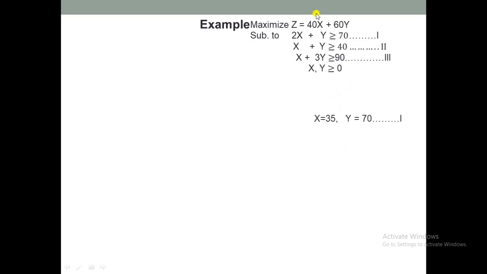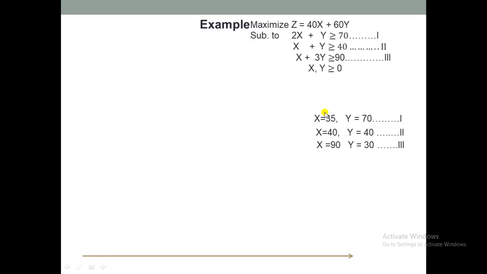Okay, so we'll convert the first constraint into an equation. This is going to be the simplest process. Equate it to 70: put x equal to 0, y will be 70; put y equal to 0, x will be 70 by 2, that is 35. Second constraint, put x plus y equal to 40, so x is 40, y is 40. Third constraint, keeping the equality sign, x will be 90 when y is 0, and when x is 0, y is going to be 90 by 3, that is 30. So these are the coordinates for the three constraints.